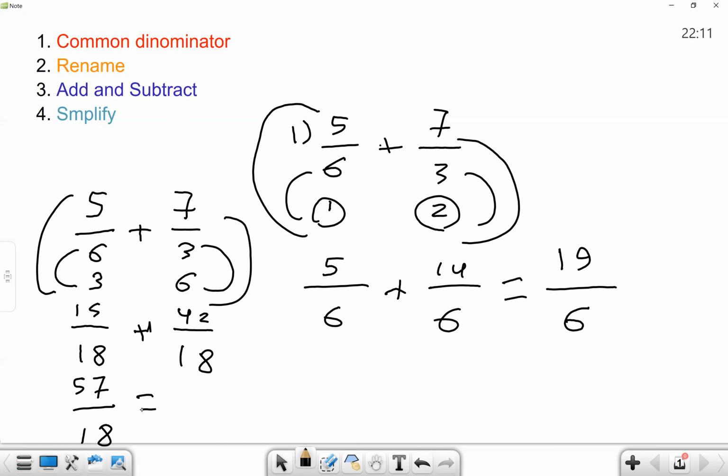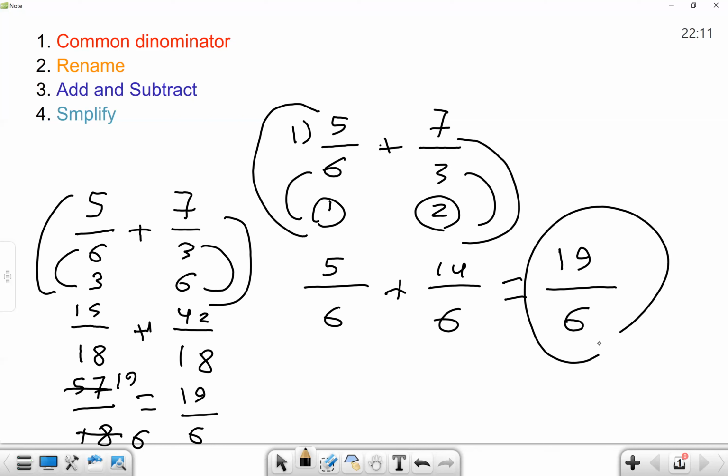And now can you simplify, guys? Yes, of course. Divided by 3 is 6. Divided by 3 is 19. The result also is 19 over 6. As you see, guys, we got the same result, and now both of them are true. Which way is good for you? You can use it. That's all for addition.